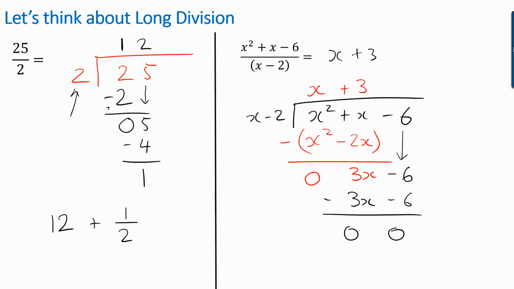Just the way you did over here, you did how many 2 goes into 25? You got 12, remainder 1 out of 2. So that's why it's 12 and a half. Same thing here. Do you see the relevance between the two? So whatever you do with numbers back in grade 3 and 4, exactly how you're going to do it in year 11 for polynomials. The only difference is one's with letters, one's with numbers.